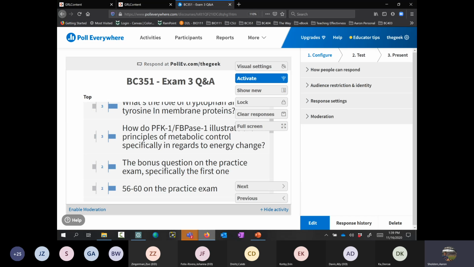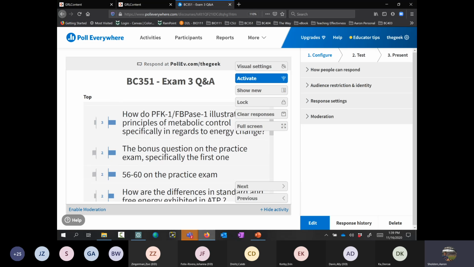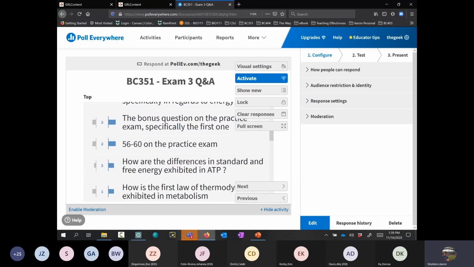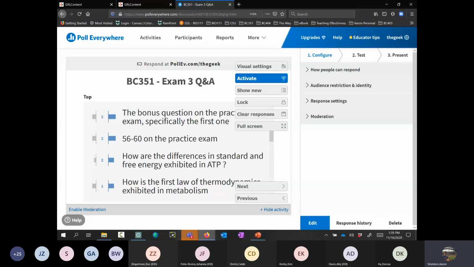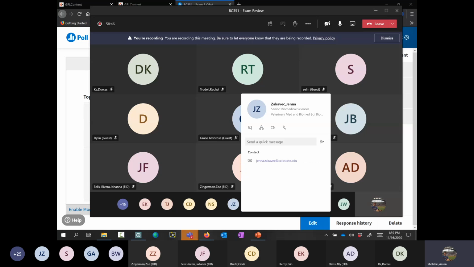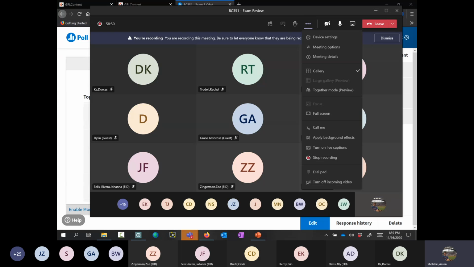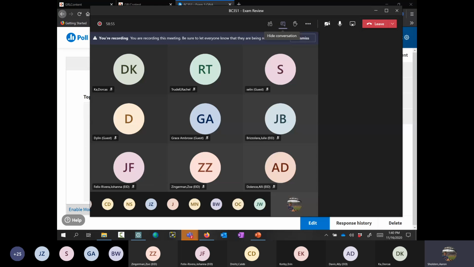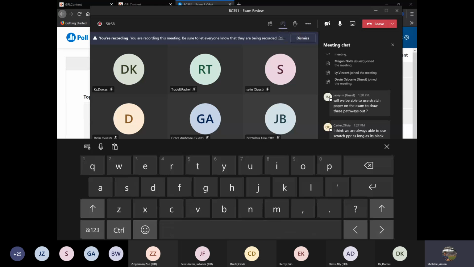We did the bonus question, 56 through 60 on the practice exam. All right, let's look at that. Is there anything going on in the chat here, just in case I missed it? I'm always going between Zoom and MS Teams, so I can't remember where the chat is. There it is.